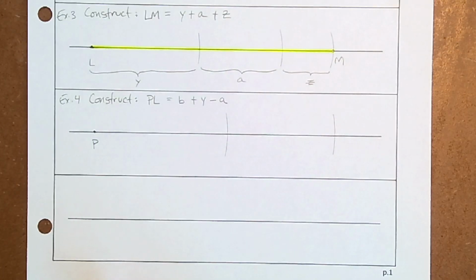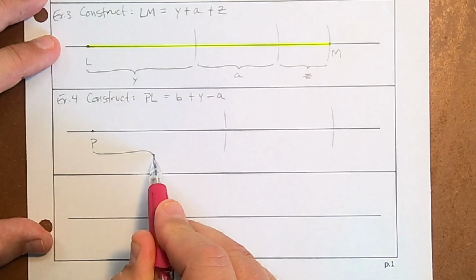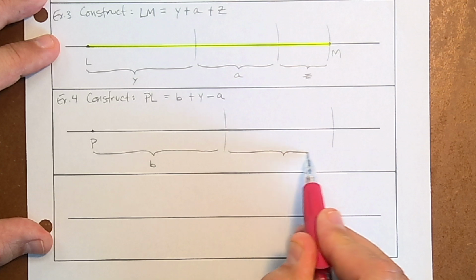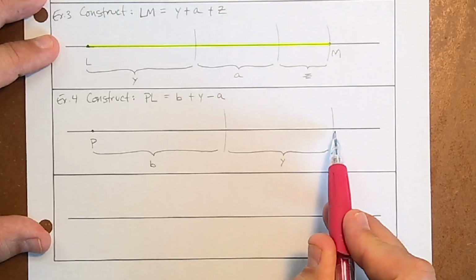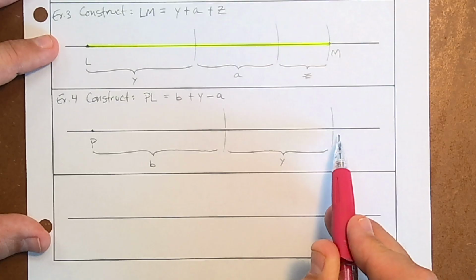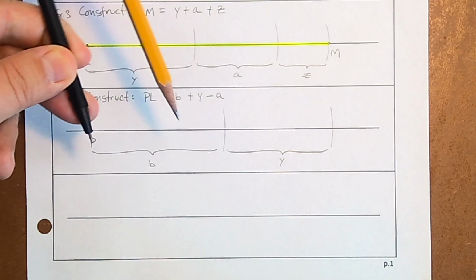All right, so here's what I know so far. This distance from here to here is a B measurement, and this distance from here to here is a Y measurement. If I wanted a B plus Y line segment, I could put my point out here. But I don't want a B plus Y line segment. I want to shave off an A. Let's get an A measurement first on our compass. I'm grabbing my A. You should be getting yours as well. All right, so this is my A measurement.